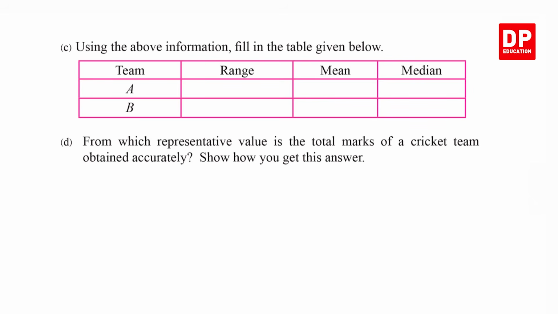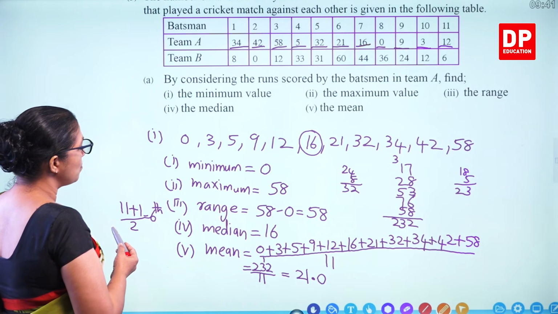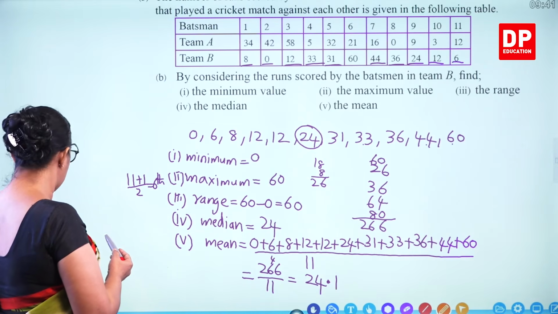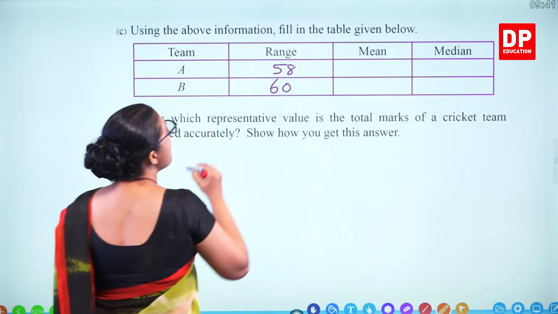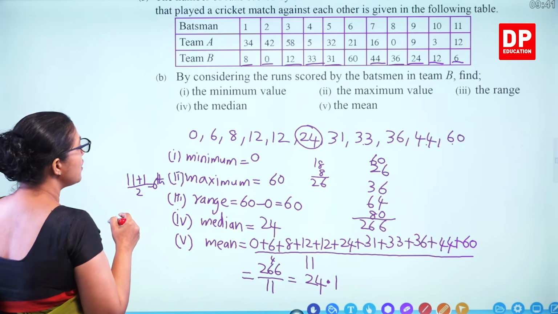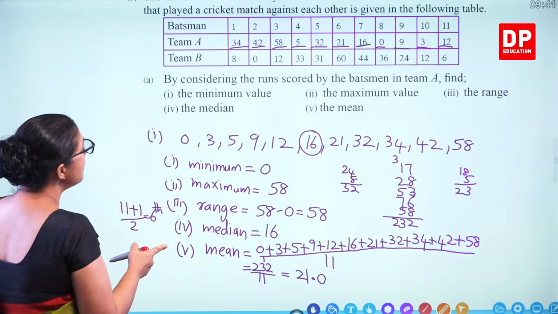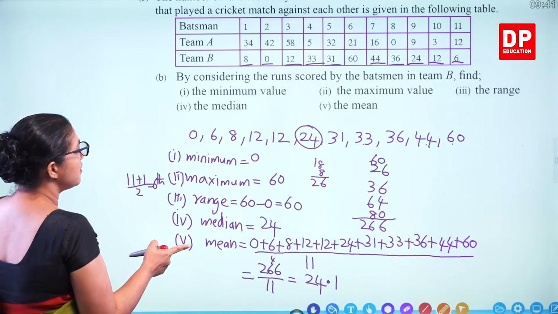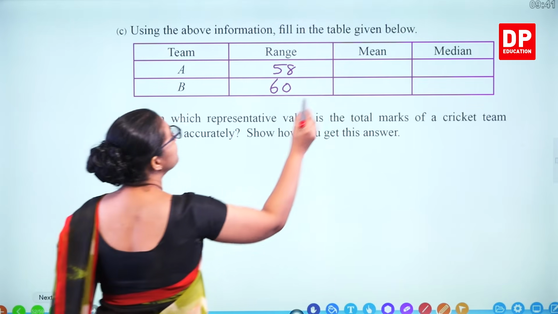Using the above information, fill in the table given below. So what's the range we found for team A? 58. And this is 60. 58, 60. Mean values, we'll round it to the nearest integer. Mean: 21 and here 24. 21 and 24.